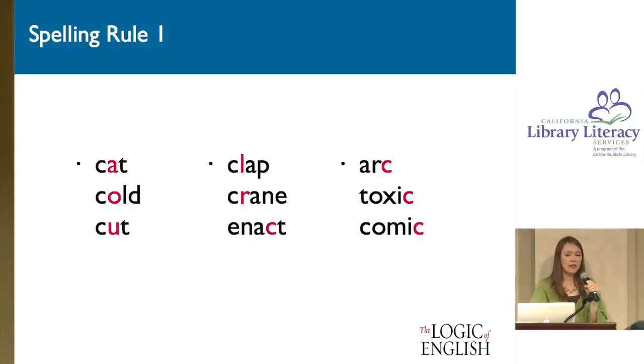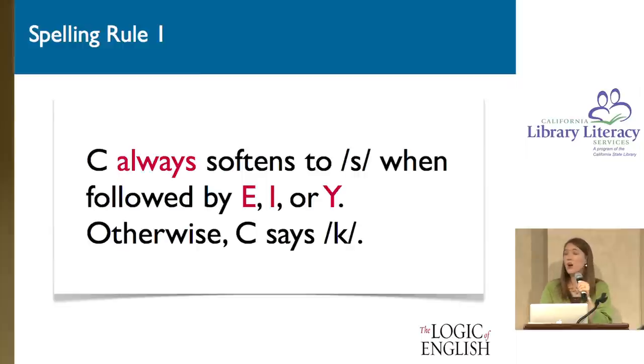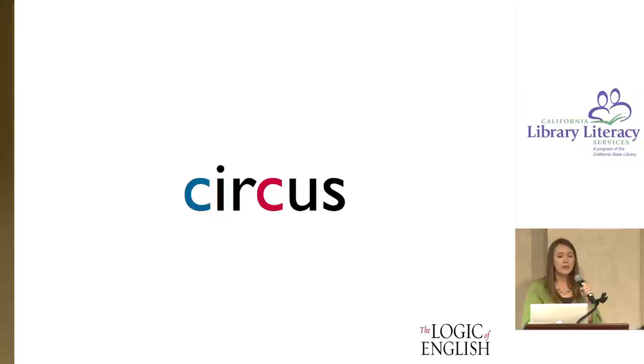What does it say before an A, O, or U as in cat, cold, and cut? What does it say before a consonant as in clap, crane, and enact? What does it say at the end of the word as in arc, toxic, and comic? So C always softens to s when followed by an E, I, or Y. Otherwise, C says k.